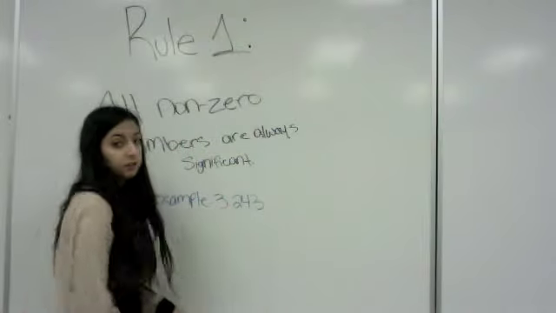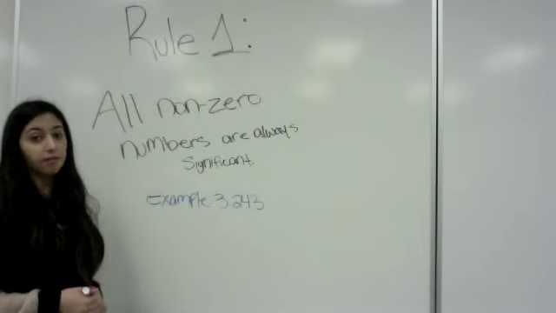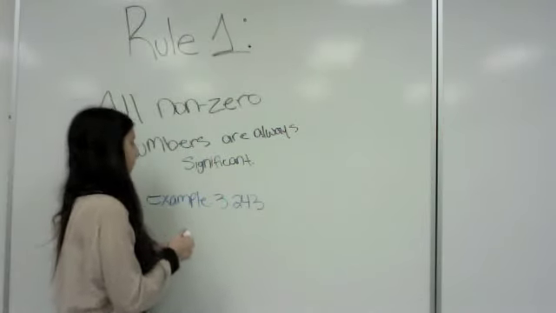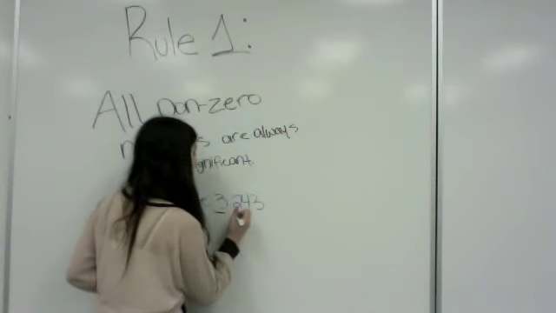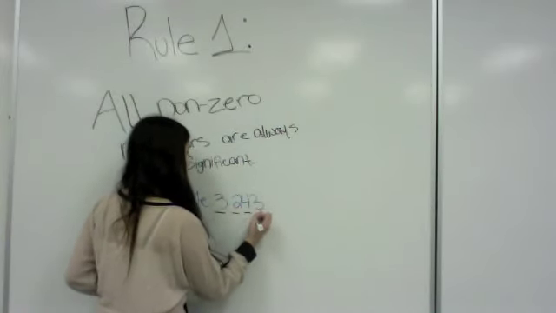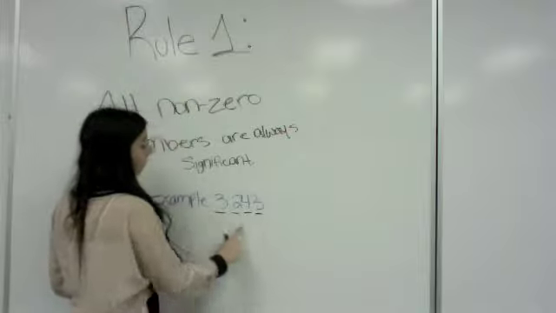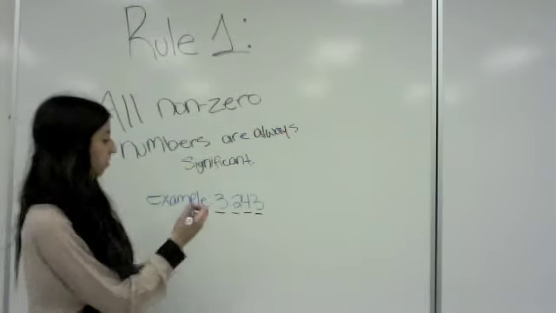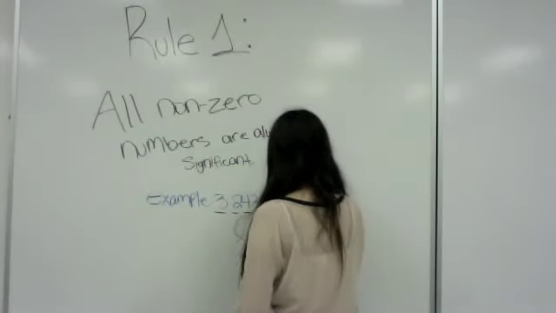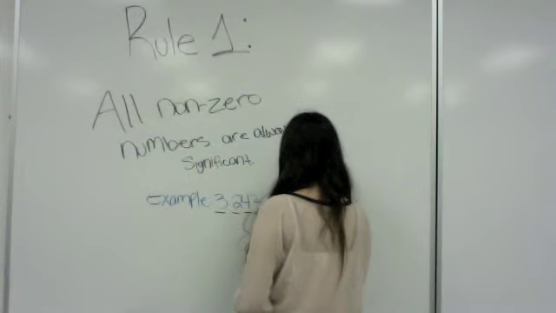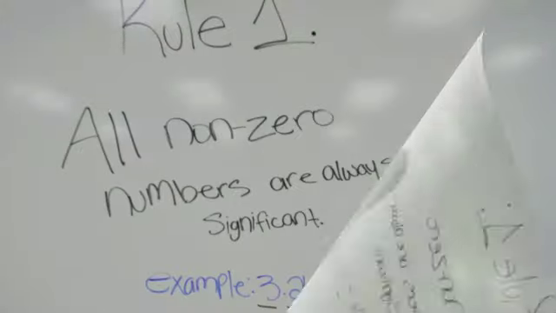3.243. How many sig figs does this one have? Let's count. 1, 2, 3, 4. All of these numbers are non-zeros, so we have 4 sig figs.